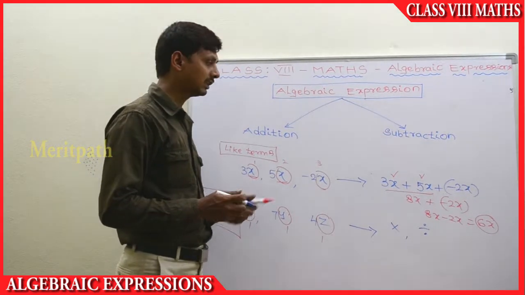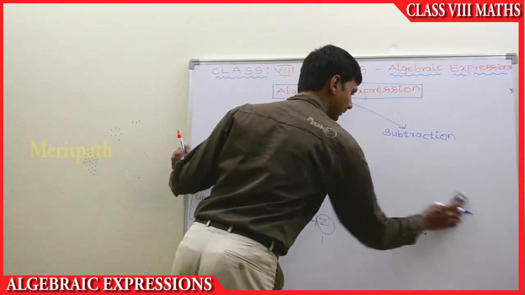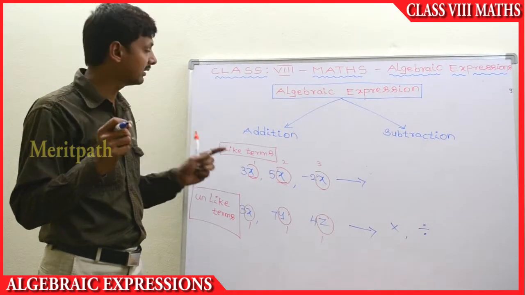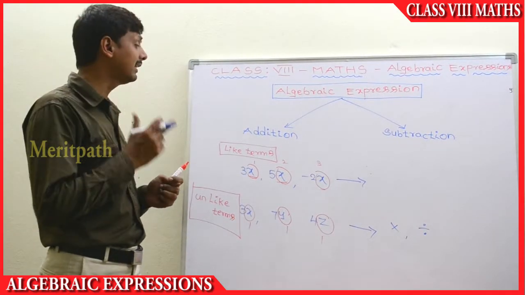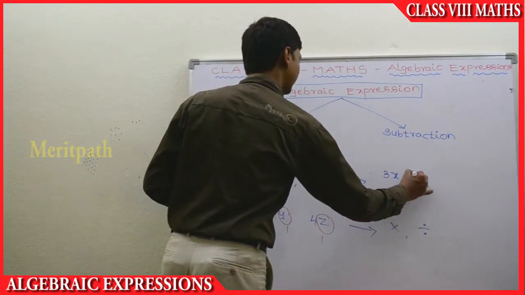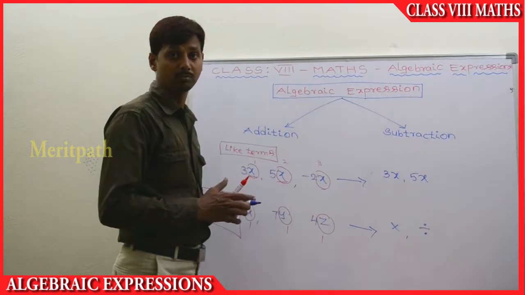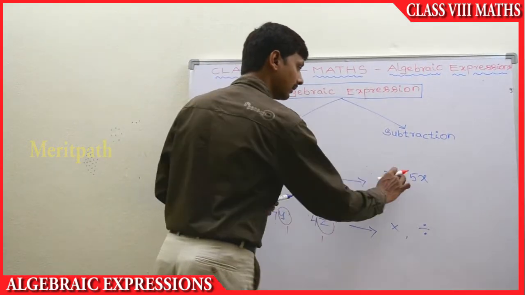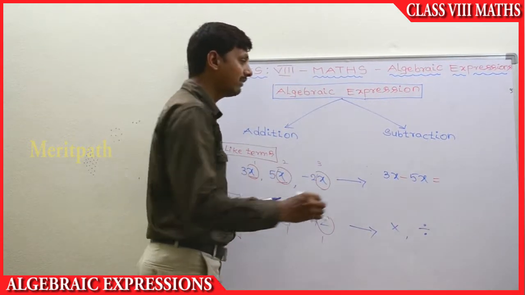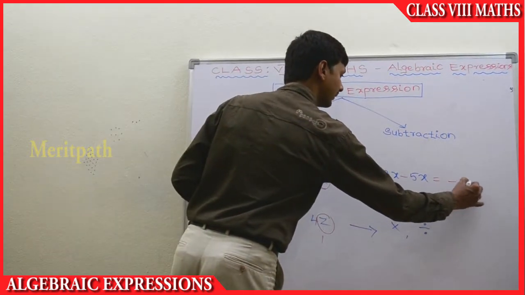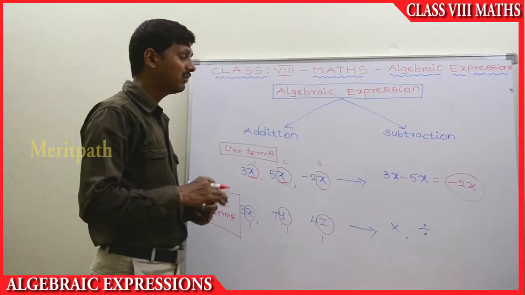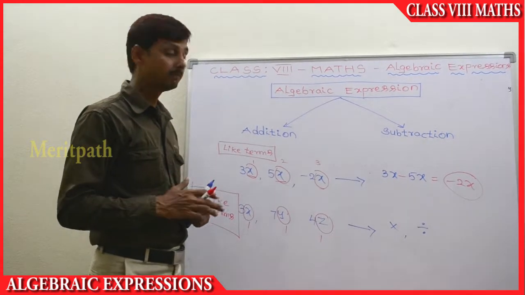And coming to subtraction, let's try subtraction. For subtraction we need two expressions, but we have three expressions. Let's take any two, 3x and 5x, and try to subtract these two. So we get 3x minus 5x, which is minus 2x. In this way we can subtract them.